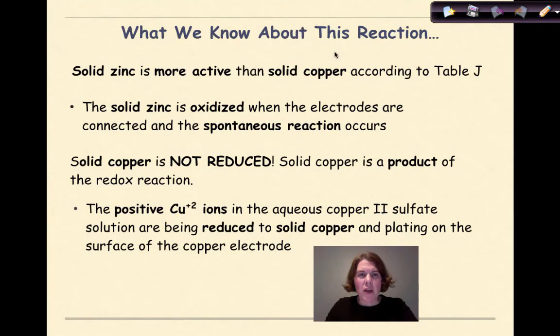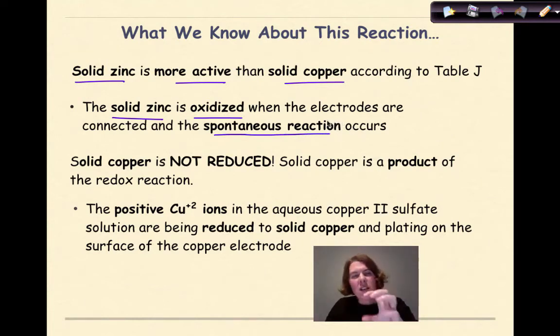So what do we know about this reaction? Solid zinc is more active than solid copper according to Table J. The solid zinc electrode is oxidized when the electrodes are connected and the spontaneous reaction occurs. It's actually pretty cool. This zinc electrode over time will start to deteriorate and fall apart as the solid zinc becomes zinc ions. The solid copper, again, is not reduced. It's Cu0. It can't gain any more electrons.